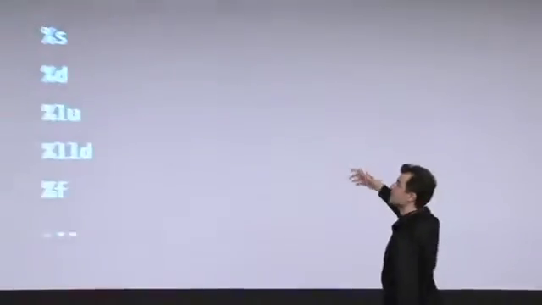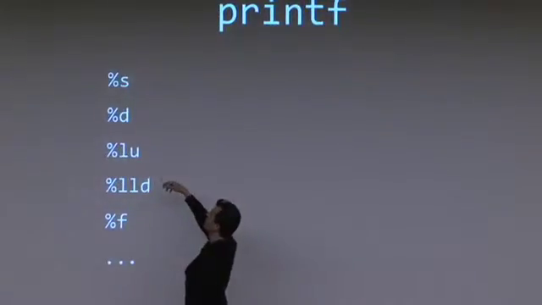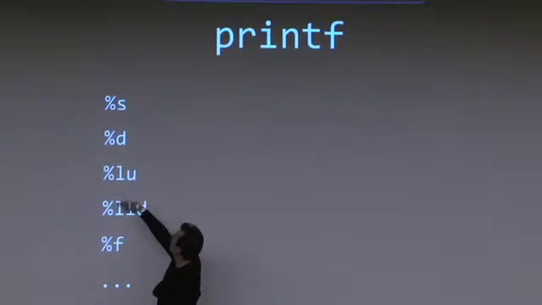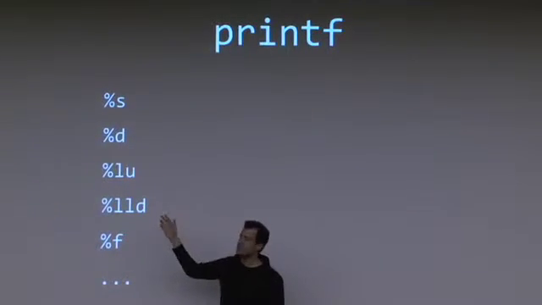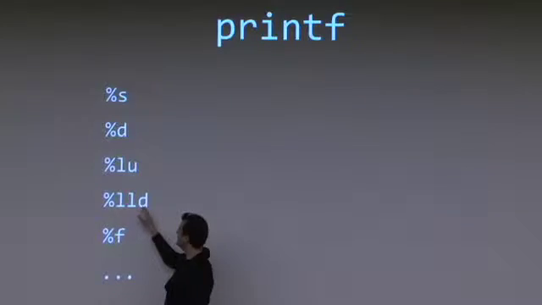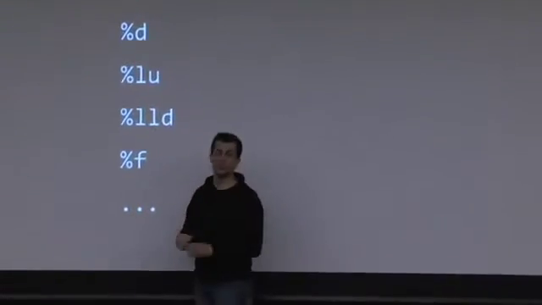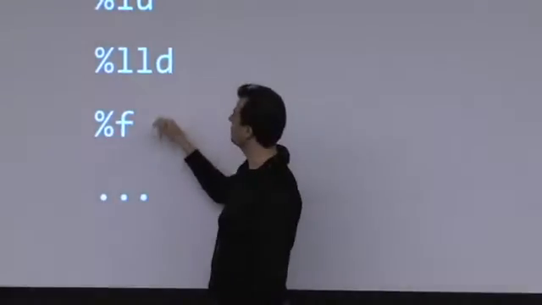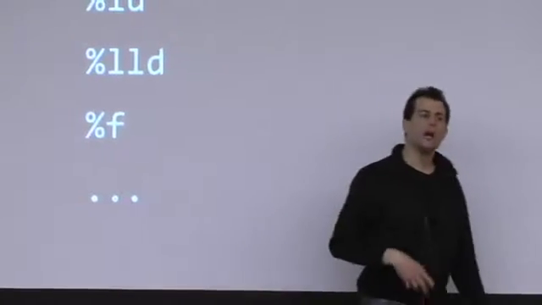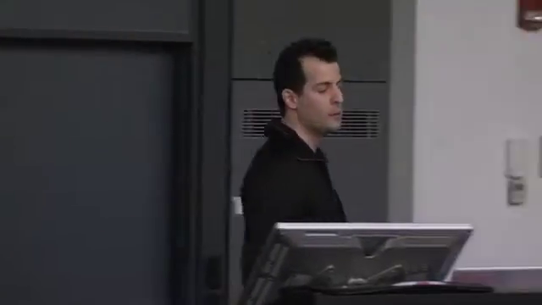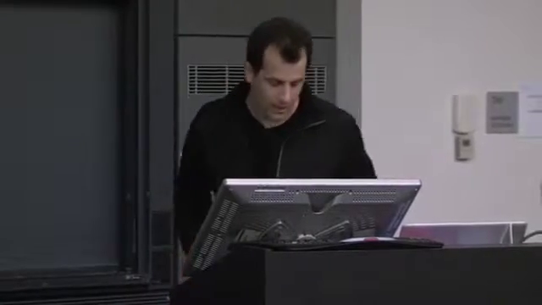So %s is for string, %d is for decimal integer, %lu is for long unsigned integer, %lld is for long, which is generally 8 bytes, decimal integers, %f float, and there's a whole bunch of others. But we'll see these in the world of nslog as we play more with Objective-C, because it's useful for printing out debugging information. But we'll see an example of that right now.